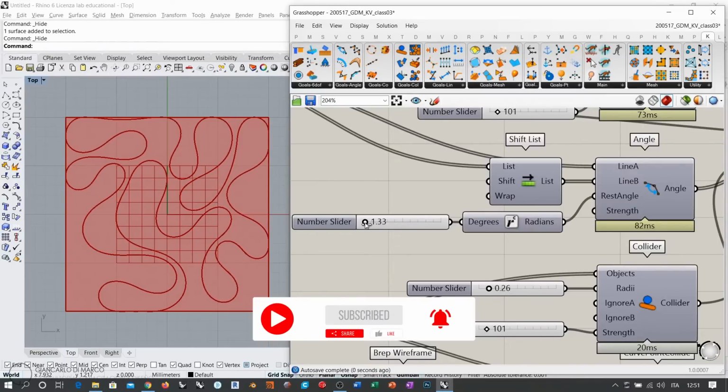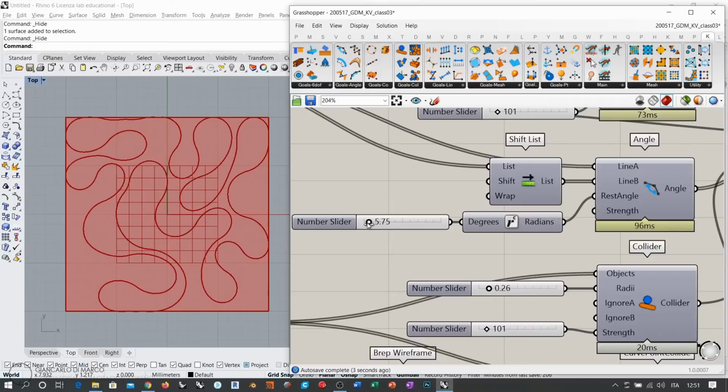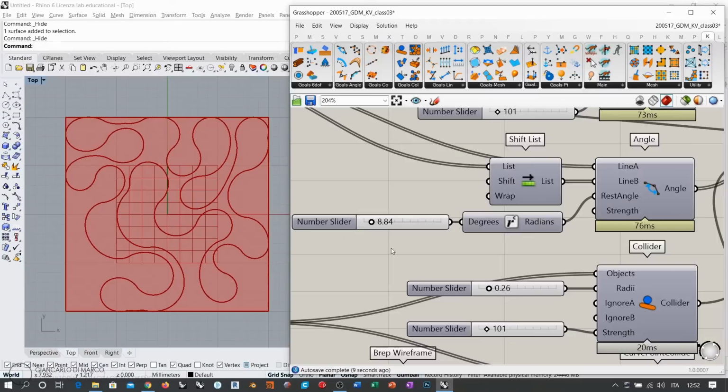So if I start to increase this, what I'm saying is that I want two segments of each pair of segments of this polyline to form this angle. And you see that this is changing the shape of the curve. So you no longer have that smooth aspect that you had a few moments ago. You start to have this curvature here.